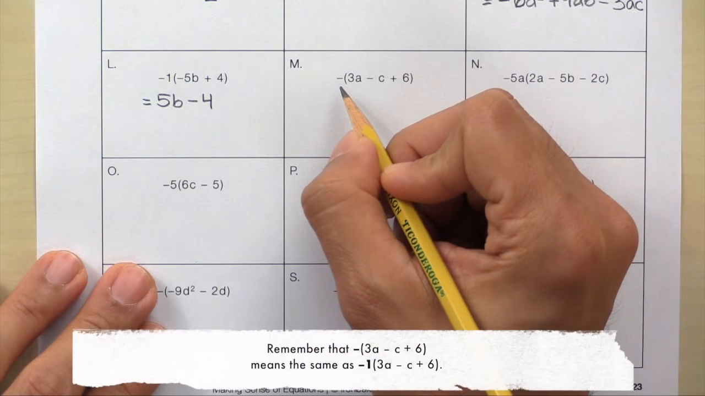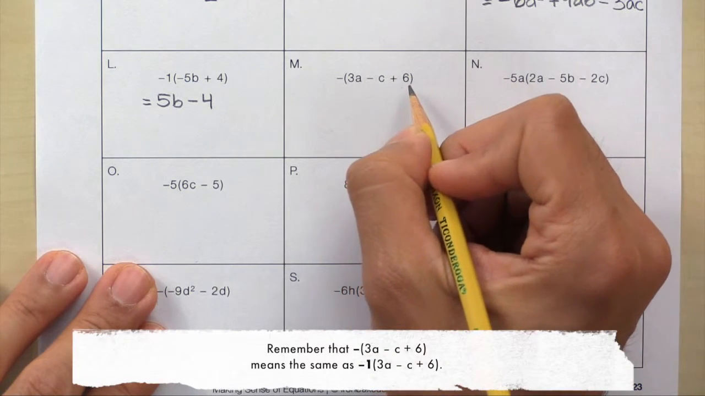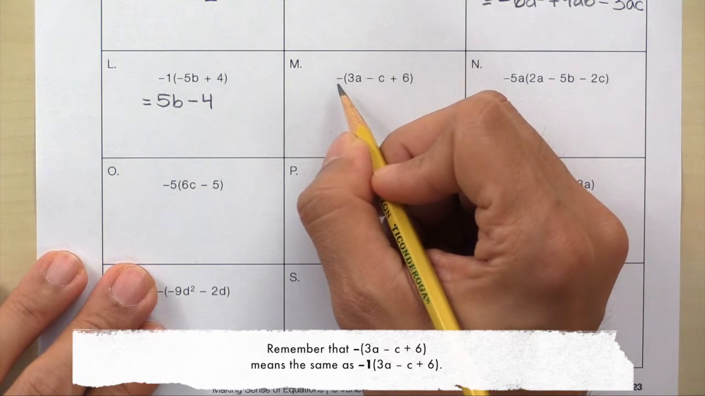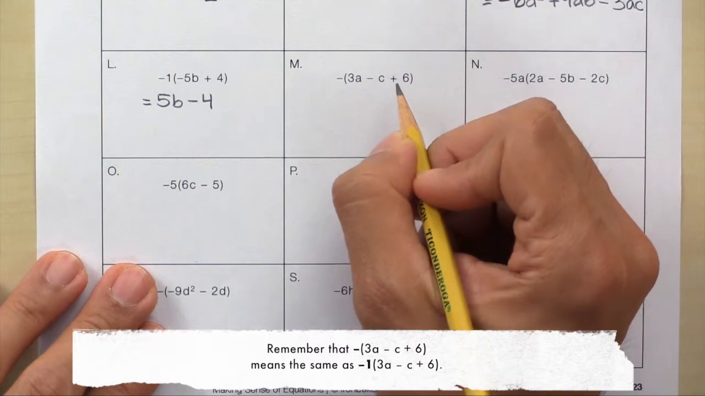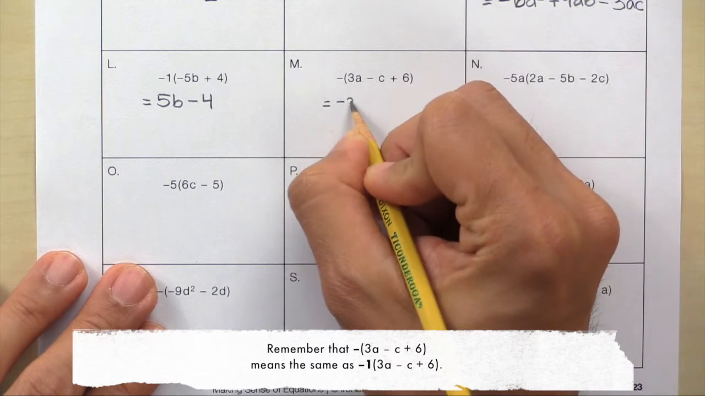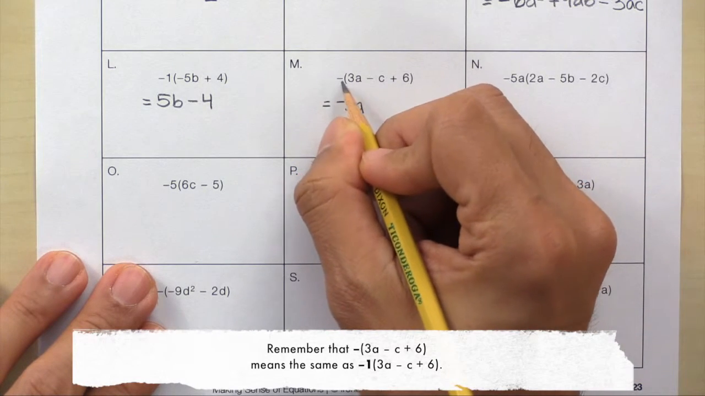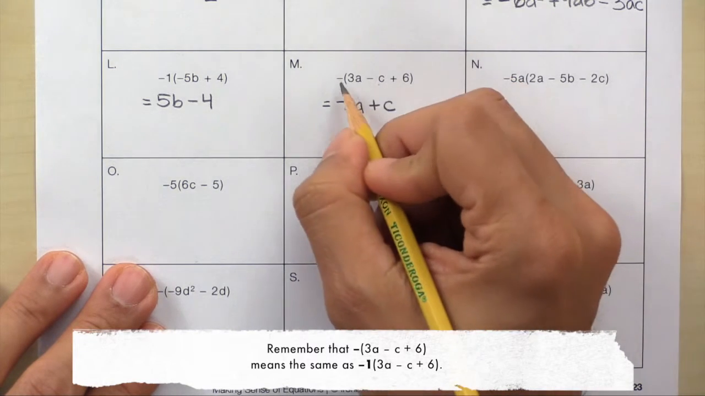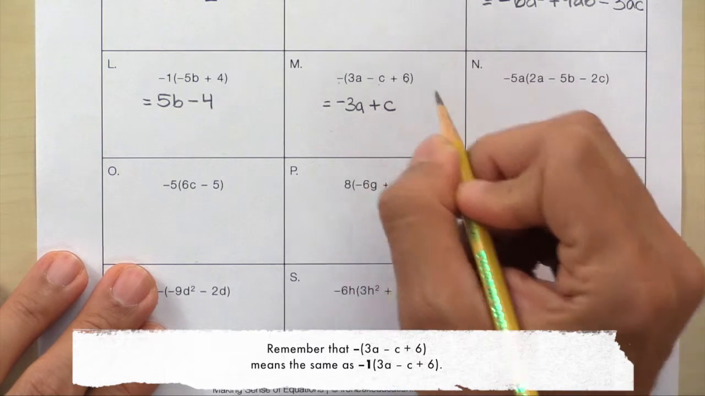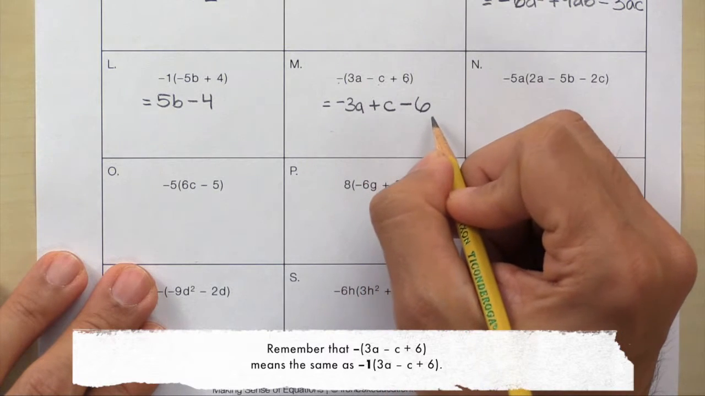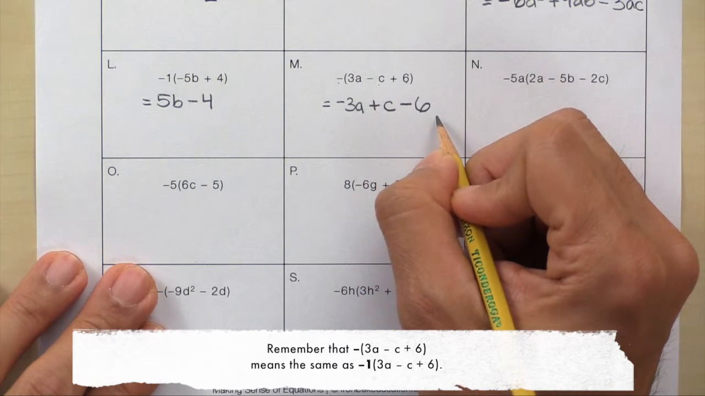Let's look at box M, and we'll learn a little shortcut as well. Negative (3a minus c plus 6). And remember, this is the same as negative 1 times (3a minus c plus 6). So negative 1 times 3a equals negative 3a. Negative 1 times negative c equals positive c. Negative 1 times positive 6 equals negative 6. Final answer is negative 3a plus c minus 6.